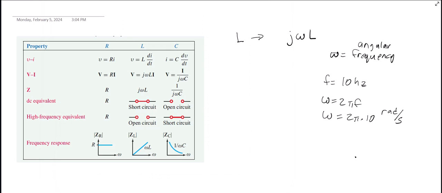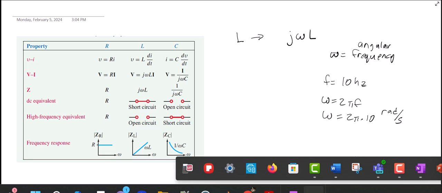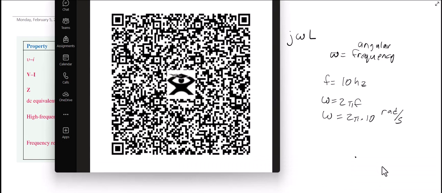All right. Okay, so we'll take our inductance and it becomes j omega L.